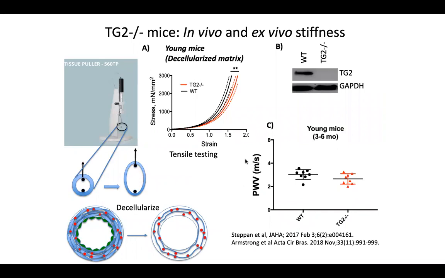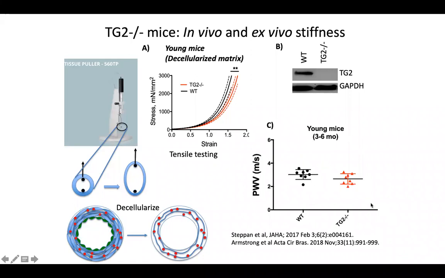In addition, we did tensile testing, where we basically take a piece of the vessel and pull it apart at a given force, and we can measure the force that was applied as well as the deformation that resulted, in both intact and decellularized vessels, and we can get a sense of what's going on with regard to stiffness. If we compare the decellularized matrix, we see that the TG2 knockout mice have a more compliant vessel than the wild-type age-matched counterparts.